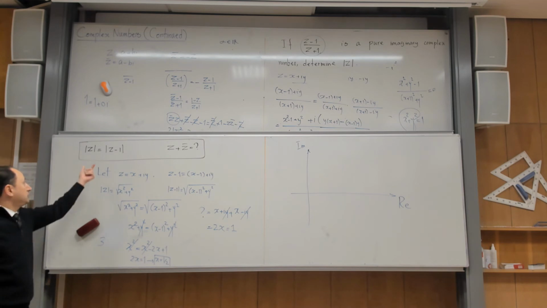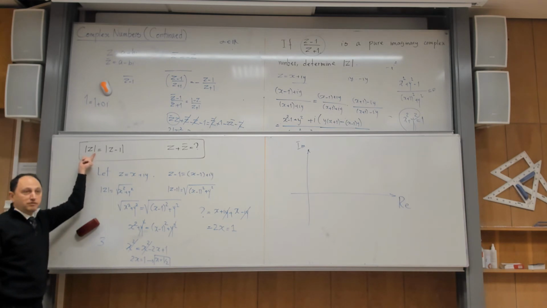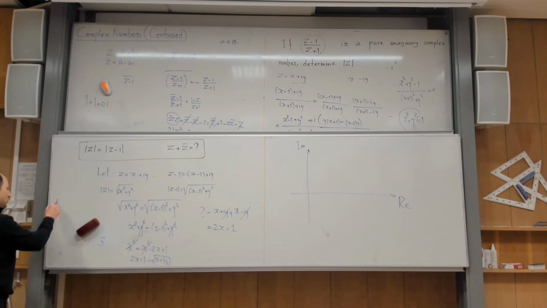What is the geometrical interpretation of absolute value of z? Yes? It's the distance from the origin to z. This is the distance from the origin to z. But what is the interpretation of this? We discussed quite a lot about this. You remember I told you what is the interpretation of this, and I also told you what is the interpretation of that.